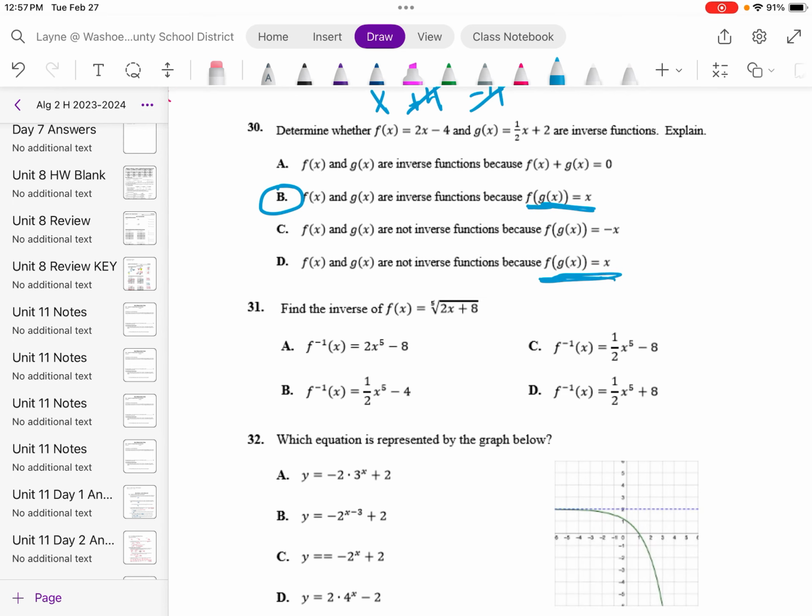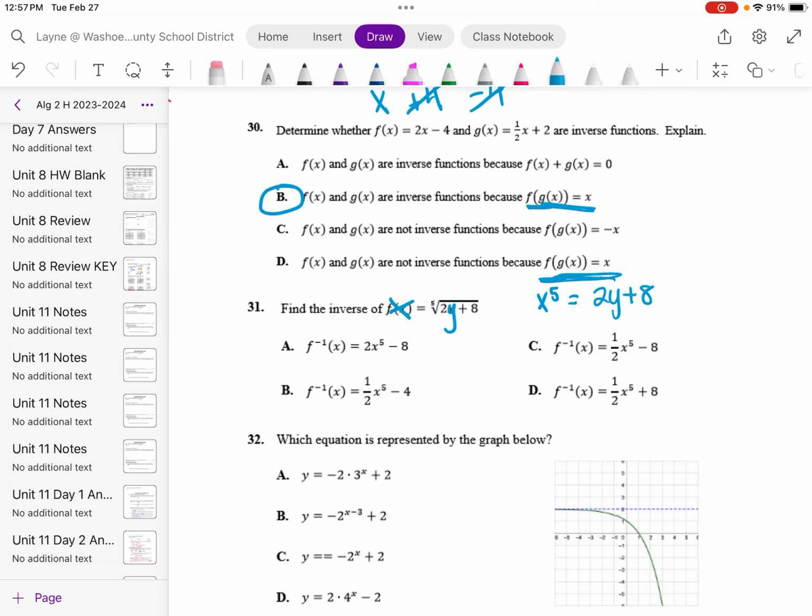All right, and find the inverse. To actually find the inverse, you switch X and Y and solve for Y. So this will now be X, this will now be Y, and we solve for Y. To get rid of the fifth root, we need to raise everything to the fifth power. So this will now become X to the fifth power equals 2y plus 8.